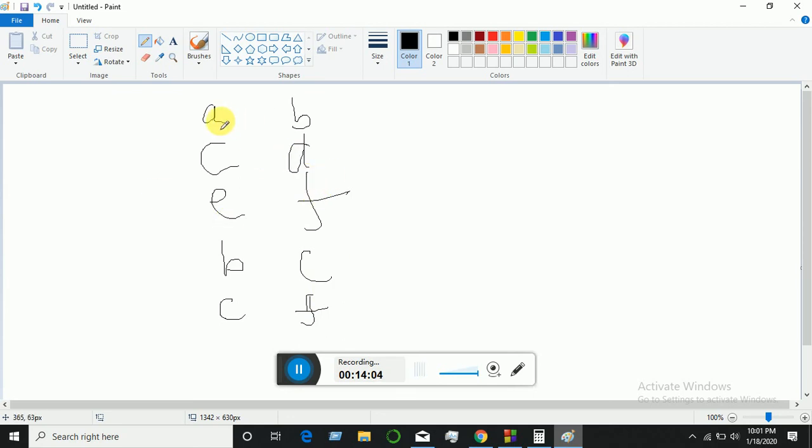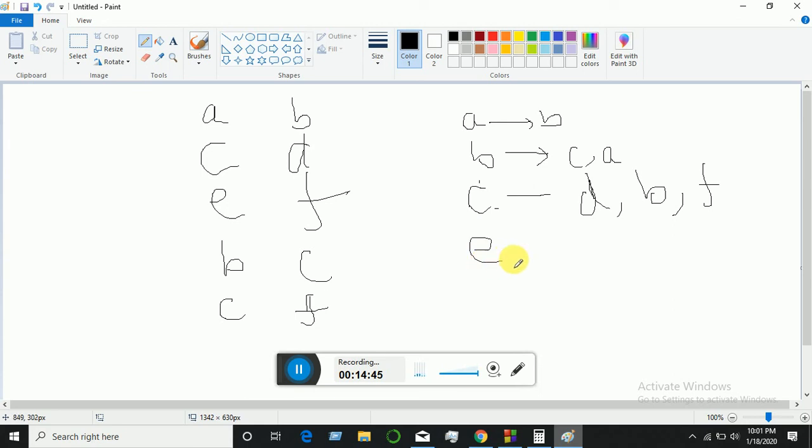Okay, so which characters are connected to a, right? A is connected with b, right? Then for b, b is connected with c and a, right? For c, it is connected with d, b, and f, right? For e, it is connected with f, right? D is connected with c, right?